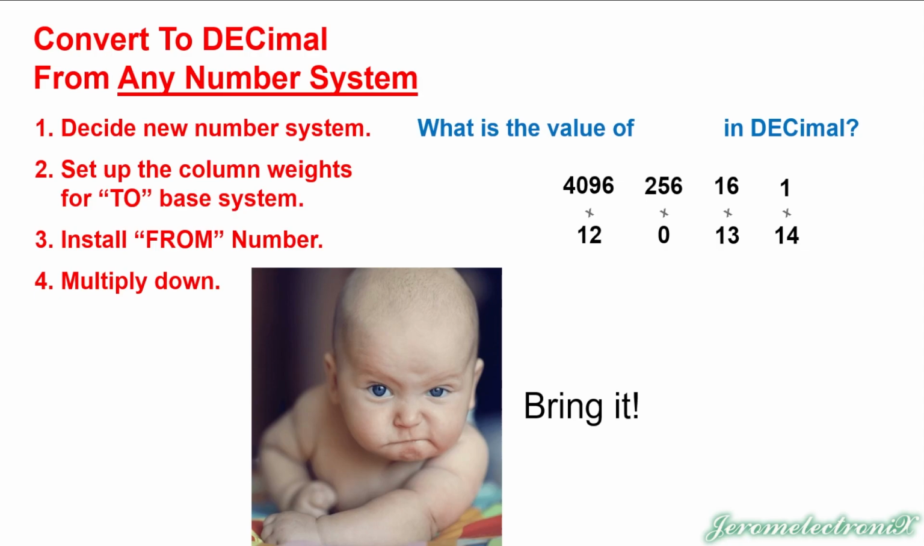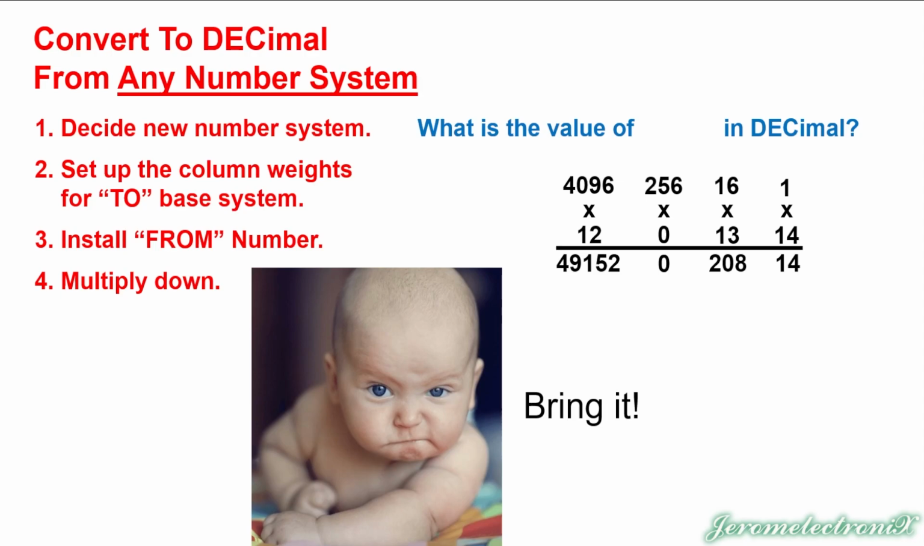Okay, next thing we're going to do is multiply down. No, I don't have these, I can't do this math in my head. That's why I've got it automated. 49,152. That's 4096 times 12, 49,152. 256 times 0 is 0. 16 times 13, wait for it. Okay, it's 208, and 14 times 1 is 14.